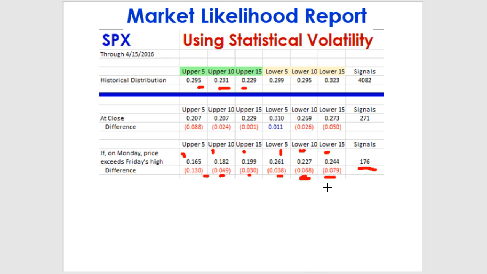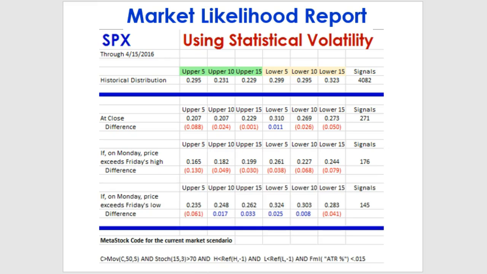So clearly, if it goes above Friday's high on Monday, historically there's been less volatility. It has more often than not failed to strike the upper and the lower bands. So historically it would indicate there's a likelihood of less volatility both to the upside and the downside. No real directional bias here, by the way. It's just showing lower volatility in general.